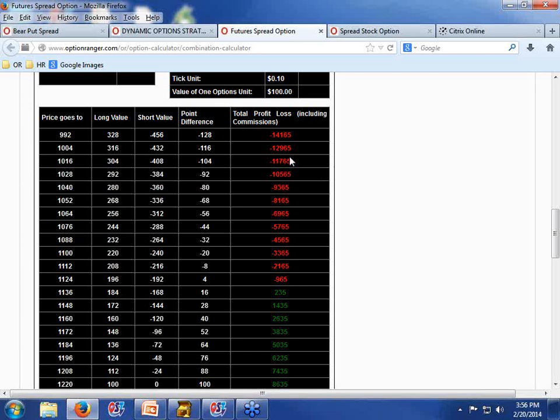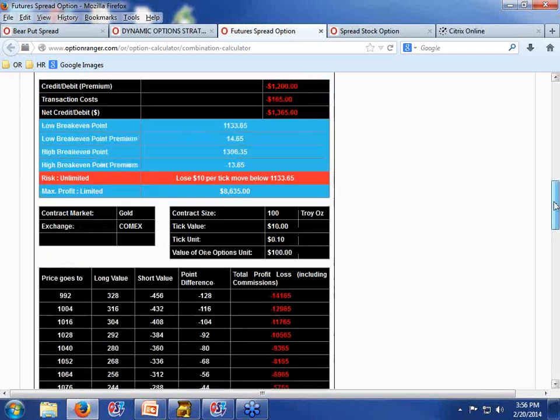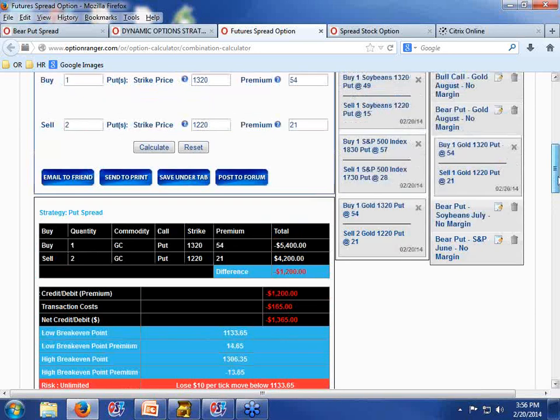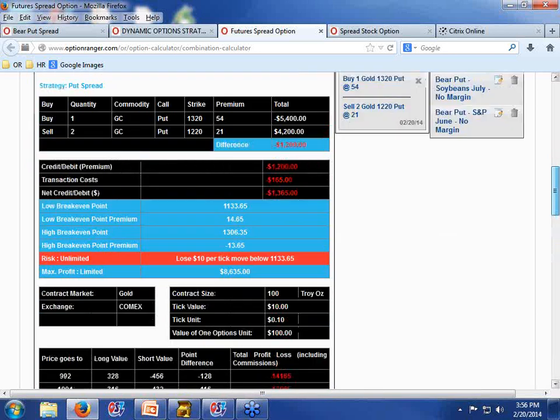So one should never consider writing an extra option and getting naked if they cannot look at these numbers, either because they think the market's going to drop that much, or because it's inconceivable to take that kind of a risk. Then you don't do this, you don't sell the extra option, and you stick with your bear put spread. So as you can see, the software makes it very easy.